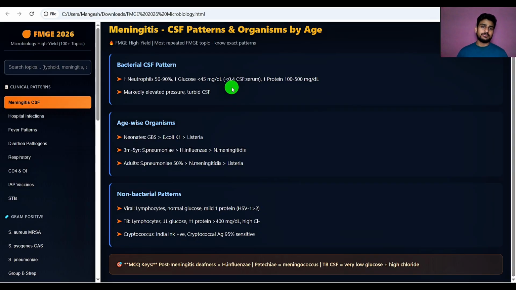a listeria meningitis. And the next thing is about age-wise microorganisms. So in age-wise, the neonates are most commonly affected by group B streptococcus, more than E. coli, more than listeria. If the question mentions something like there is a 4-year-old child or any age between 3 months to 5 years, then you have to remember that the most common organism is Streptococcus pneumoniae. In adults also, Streptococcus pneumoniae is the culprit about 50% of the times, but then it is followed by Neisseria meningitis, and then the least common is Listeria. So you have to remember this as well.